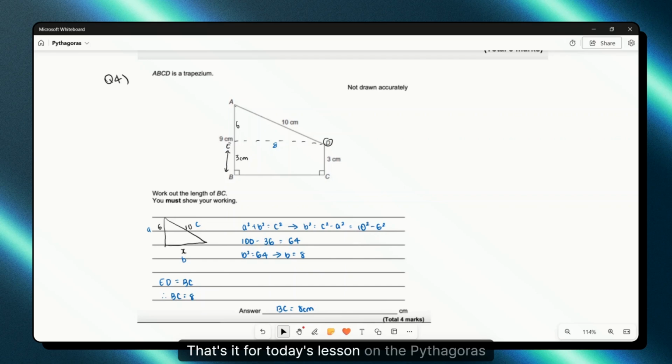That's it for today's lesson on the Pythagoras theorem. Let's quickly recap what we've covered today. So we know that the theorem tells us that in a right-angled triangle, if you square the two shorter sides and add them together, you get the square of the longest side of the triangle, which is called the hypotenuse. The general formula, as seen above, is a squared plus b squared is equal to c squared.